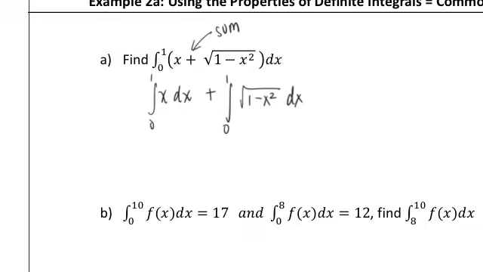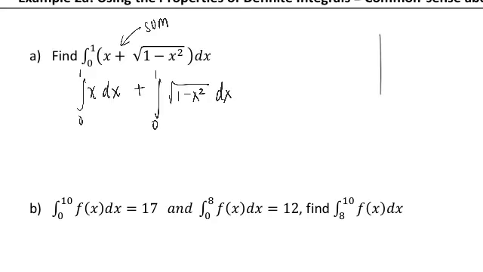Now, breaking up the integral. Now you can go off and think on the side here that the first one is a line y equals x, and we're going from 0 to 1. So I'll have a triangle of height 1, base 1. So that will come out to be 1/2.